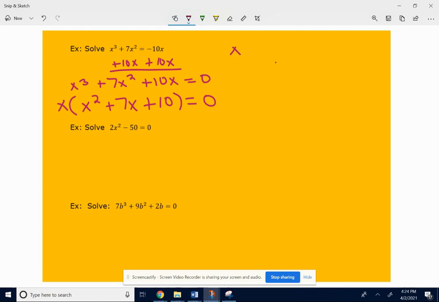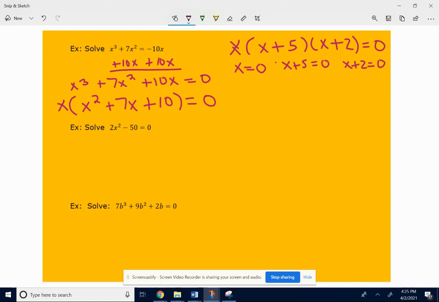So we still have the x. Don't forget that x. And then the trinomial that's left would be x plus 5, x plus 2. So the left side is factored down. The right side is 0. Now the last thing we do is we set each of these 3 factors equal to 0 and solve them. So we're going to set x equal to 0, x plus 5 equal to 0, x plus 2 equal to 0.